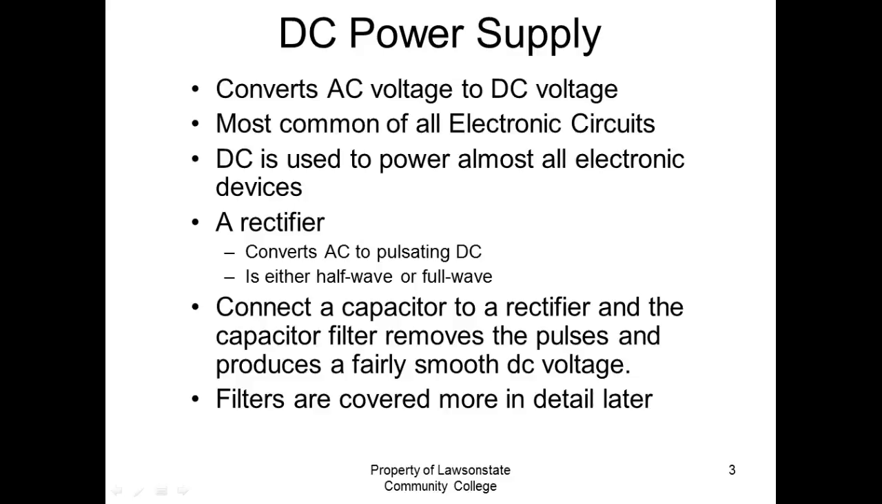This is the most common circuit in electronics. It should make sense. Everything that's electronic has a power supply in it, right? Even if it regenerates AC. So your car radio regenerates AC. We can't put DC into a speaker. It'll burn the speaker up. So your car stereo generates AC. But to generate the AC, it starts with what? DC. DC is used to power almost all electronic devices.